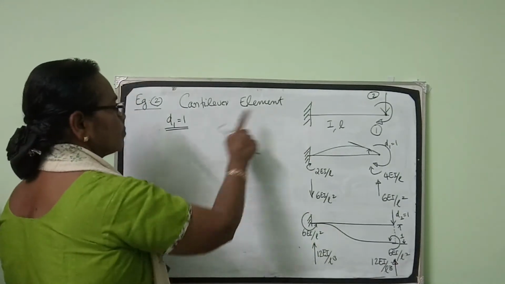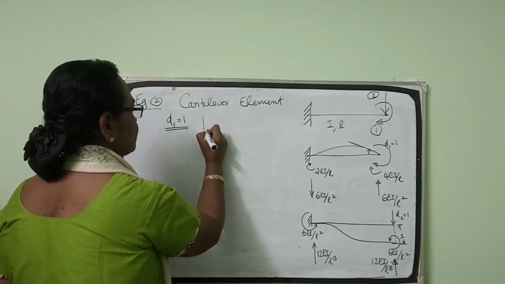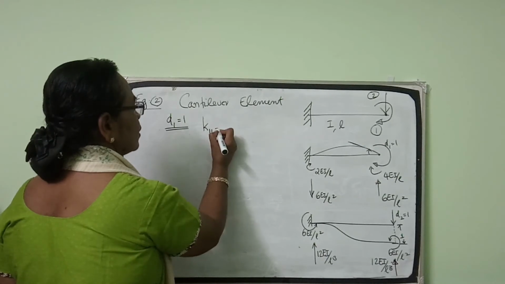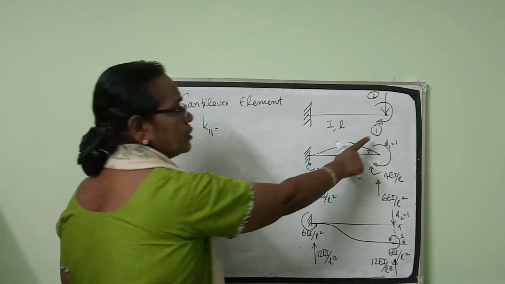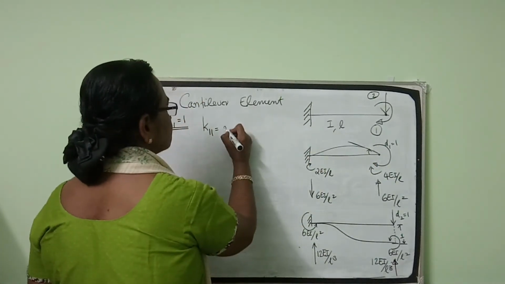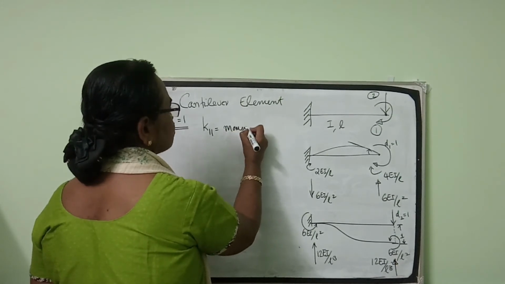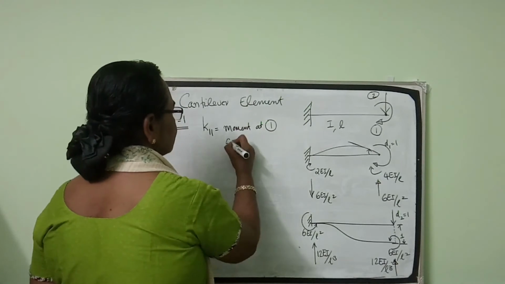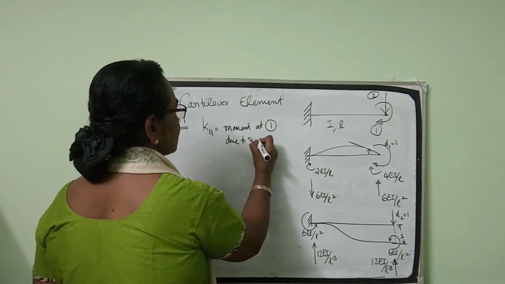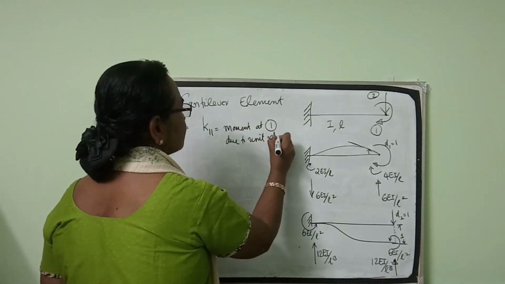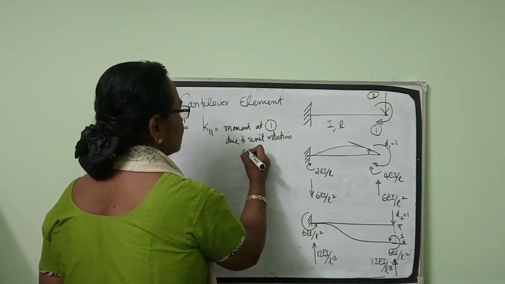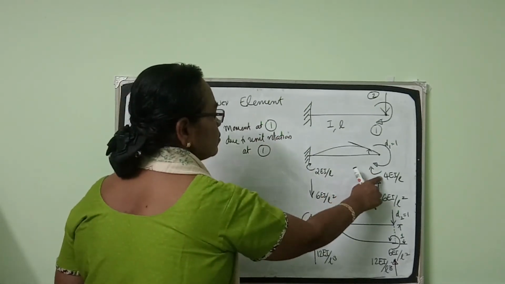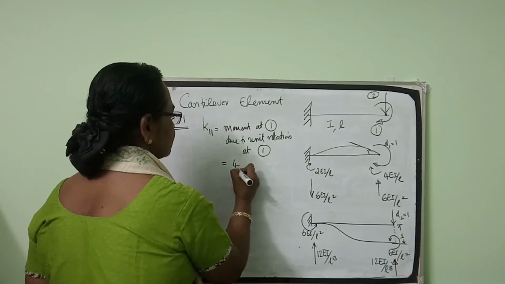So now let us write based on the definition of stiffness influence coefficient. K11 is force induced in direction 1. Force corresponding to direction 1 is moment. Moment at 1 due to unit rotation at 1. That value is 4EI by L.